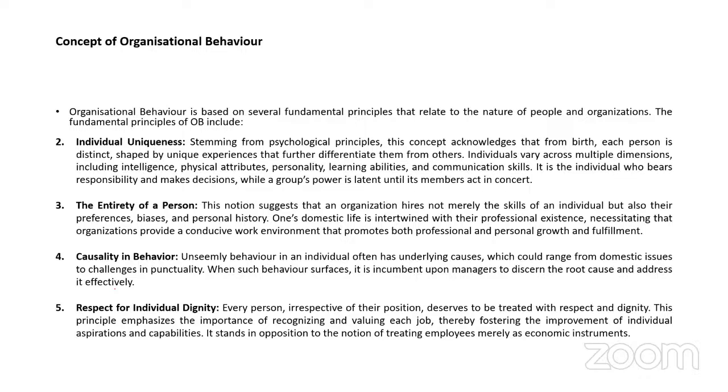Right? The next principle is causality in behavior. That means every behavior of an individual has an underlying cause. Every behavior. There is a person who does not come on time. There could be a person who's always quarreling or fighting with his team members. There could be a person who never completes his assignments on time. Right? Every behavior has a cause behind it. So the underlying premise is, when you see such kind of behavior, don't judge people. A person is not coming to office on time.